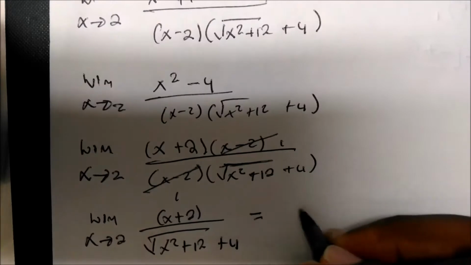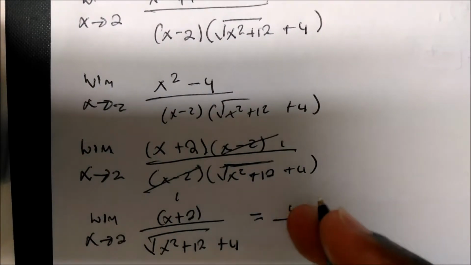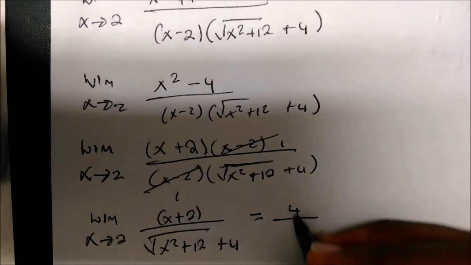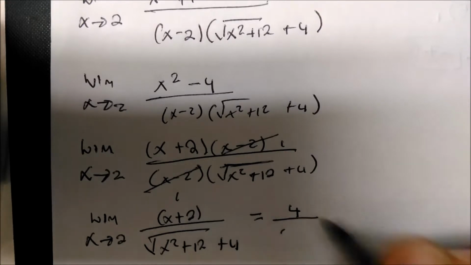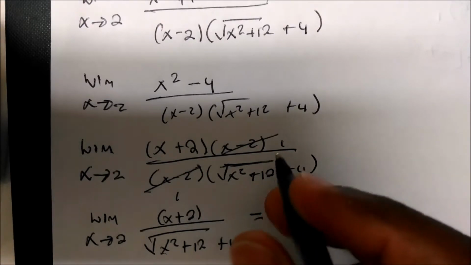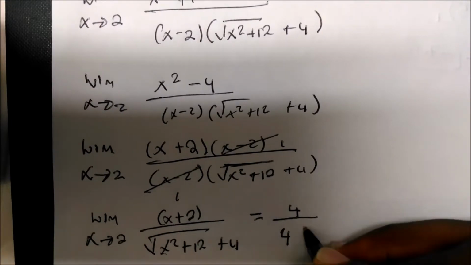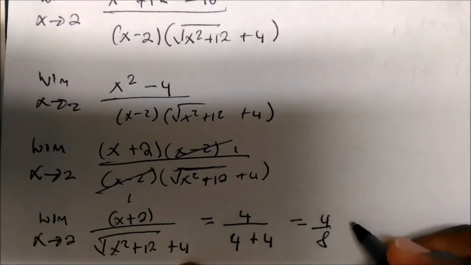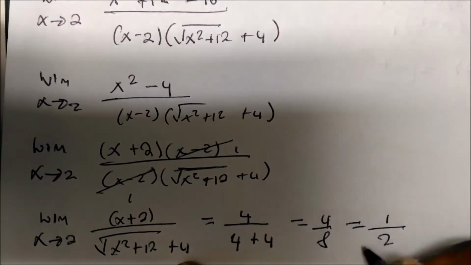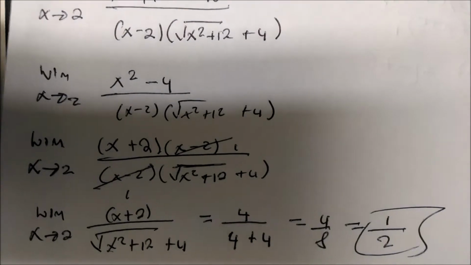Plugging in, well, 2 plus 2 is just 4. 2 squared is 8. 8 plus 12 is 20. All right, 2 squared is 4. No, I'm sorry about that. 2 squared is 4. 4 plus 12 is 16. The square root of 16 is 4. So 4 plus 4 is 8, and that's going to give us 4 over 8, which simplifies to 1/2. Yes? Let's look at another one. The last one, in fact.